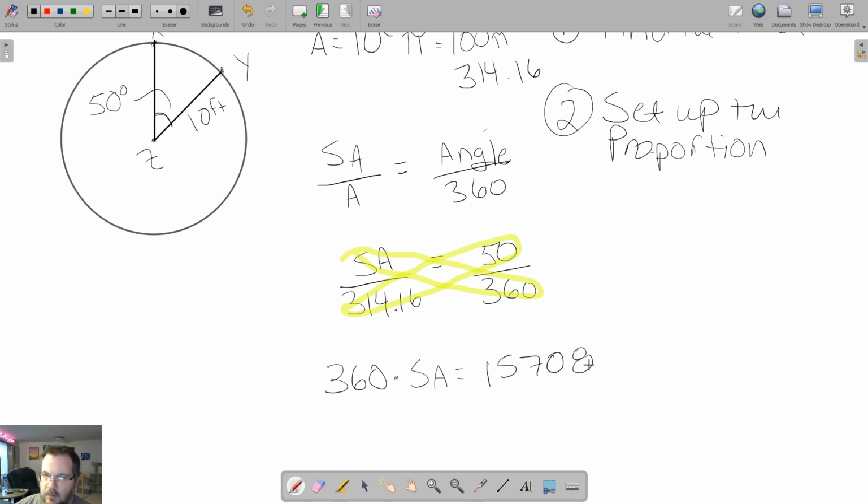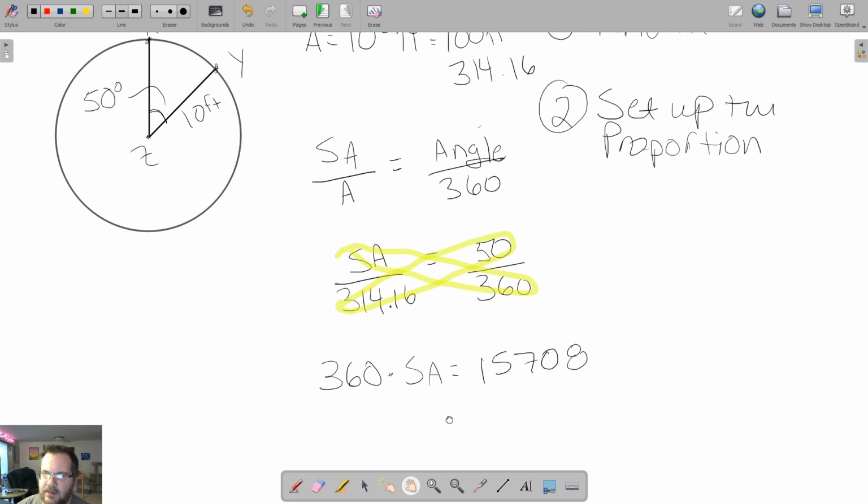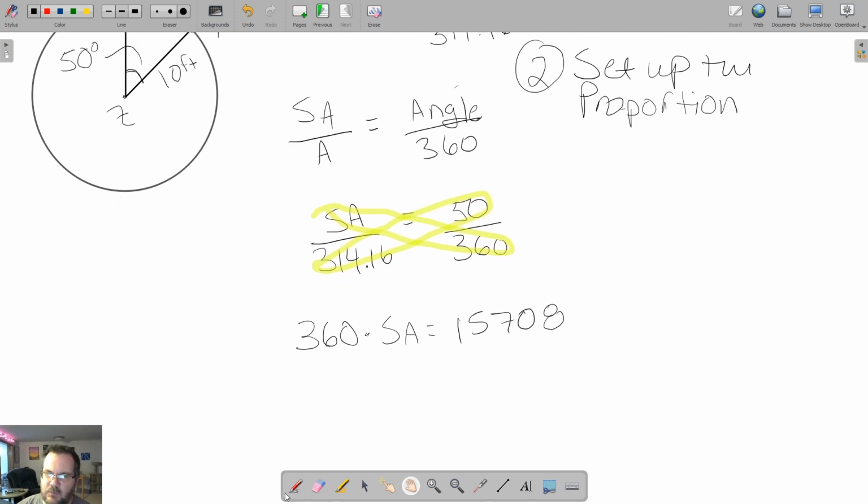Okay. Now from here, to solve for the sector area, I need to divide both sides by whatever number is in front of the sector area. In this case, that's 360. So divide both sides by 360, and I'll find out what the sector area is. Divide by 360, I get 43.63 repeats.